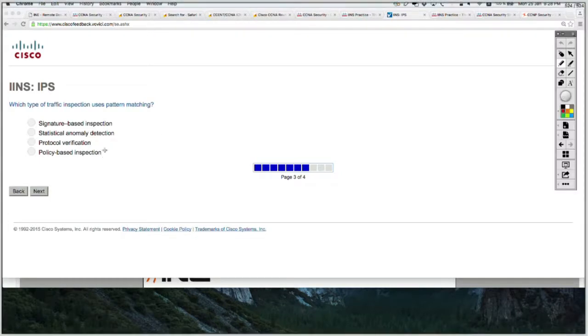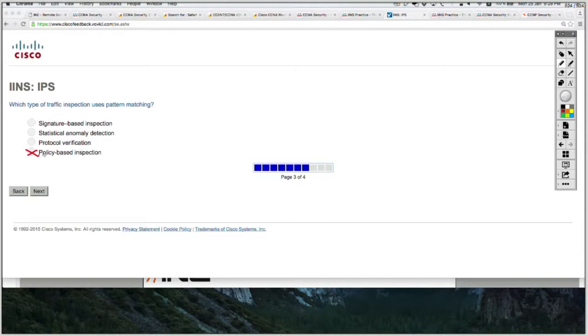So policy type is policy-based inspection. This clearly doesn't sound right. How could you policy-based inspect by using pattern matching? Doesn't make sense. Being policy-based by itself is not a pattern. It is very specific.